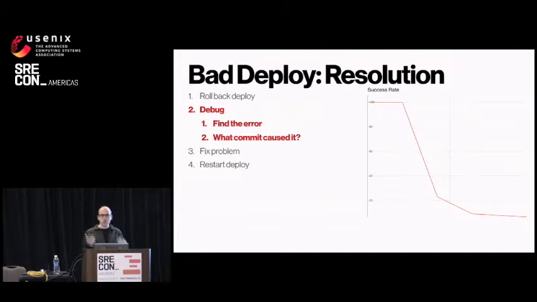So the basic resolution, as I'm sure you all do, is when something goes wrong, there's a bad deploy, you roll back the deploy, debug it, and that's what we're going to talk about here today. You find the error, you find out what commit caused the error. Often you fix a problem. Usually that's a revert. Maybe you roll forward, whatever it is. Restart the deploy and move on with your day.